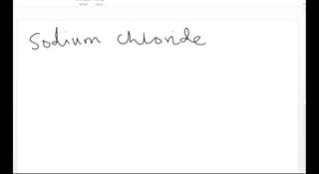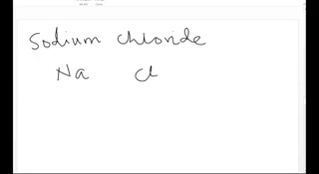Sodium chloride is an ionic compound. How do I know that it is ionic? Because it is made up of a metallic ion and a non-metallic ion. So Na is metallic, it's a cation, and Cl is a non-metal.